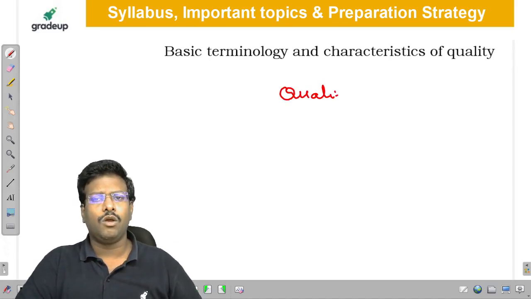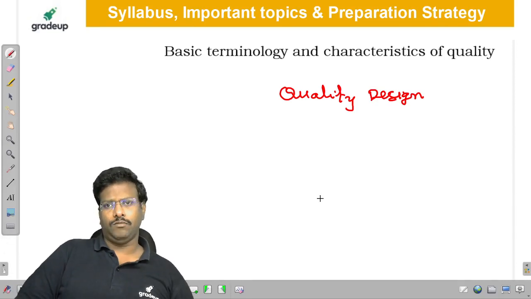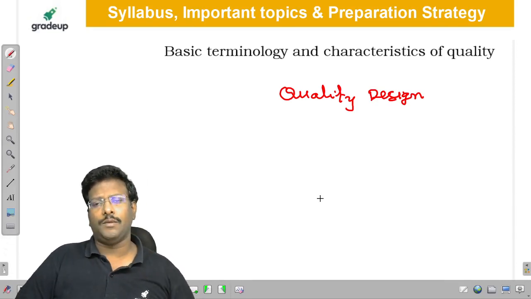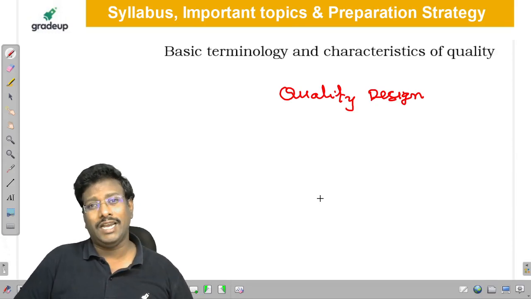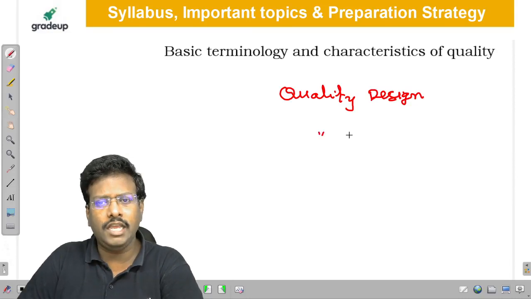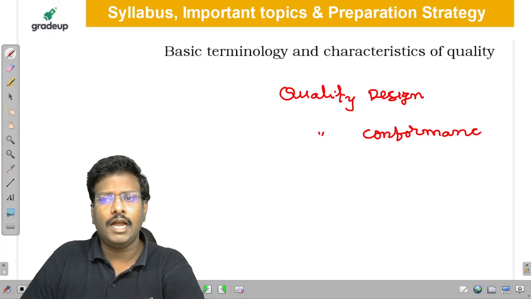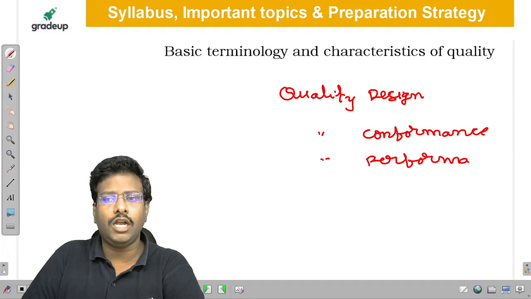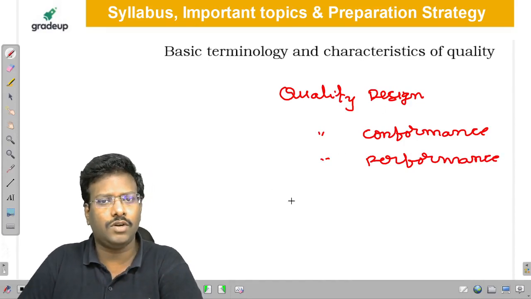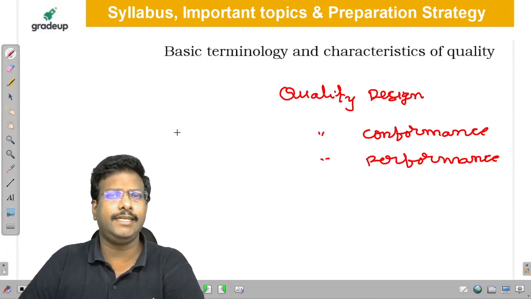One is quality of design, means in order to get the final quality, and to satisfy the customer with the product, you have to maintain the quality standards in different stages. That is quality of design, quality of conformance, and another one is quality of performance. We already got questions from quality of conformance and design. We can expect questions from performance and basic terminology.